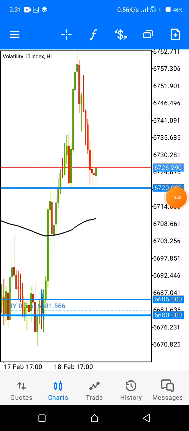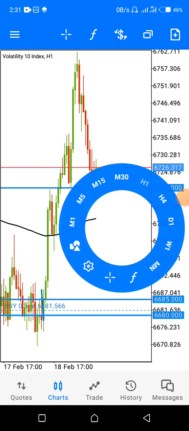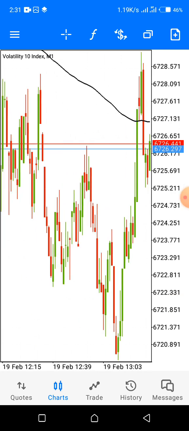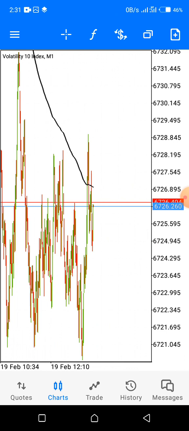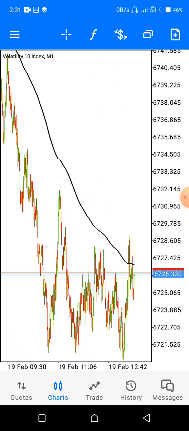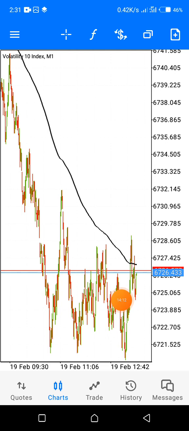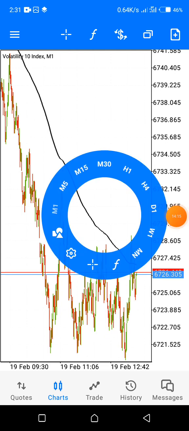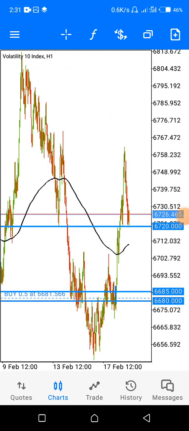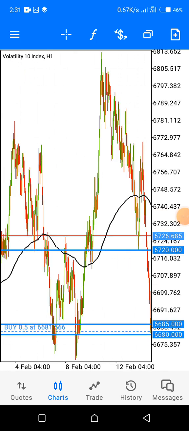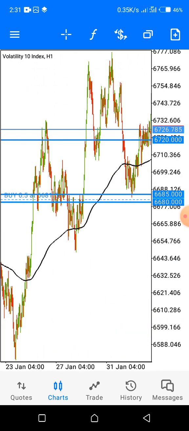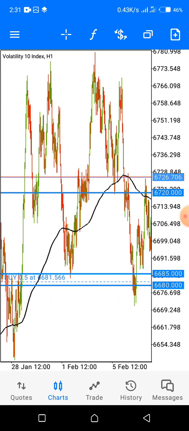Let's go down to 1 minute. Let's see if there is a pattern forming. Though this is a triple bottom in a 1 minute time frame, and I can take it as a buy if I want to. But that is how I use my psychological level. As you can see, multiple rejections on the psychological level.